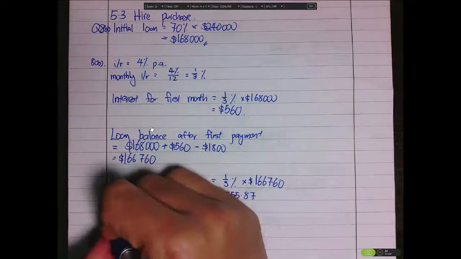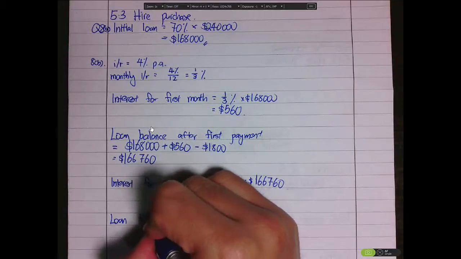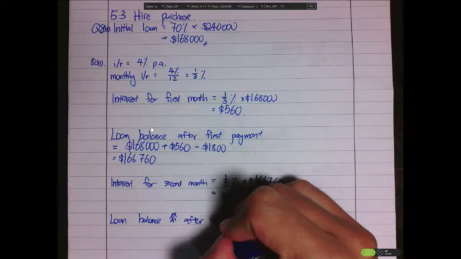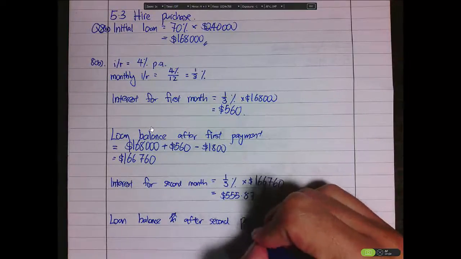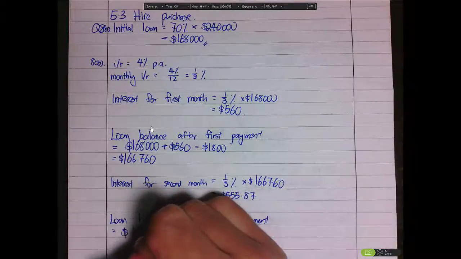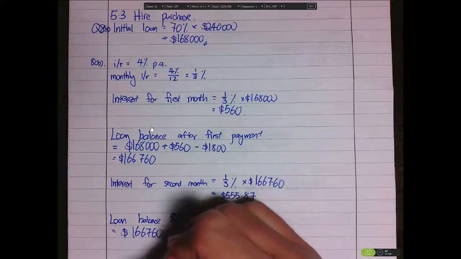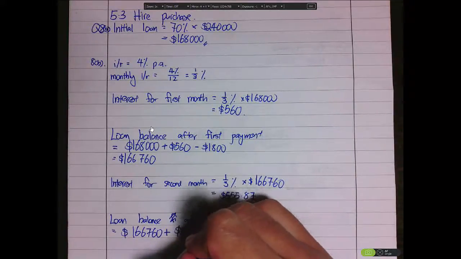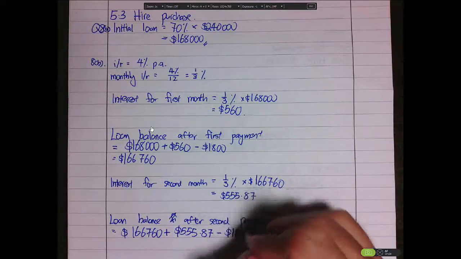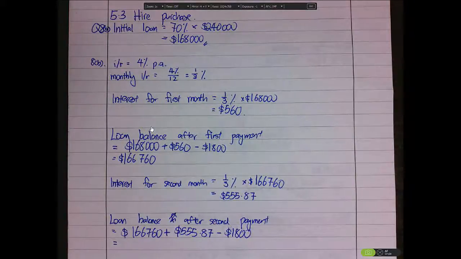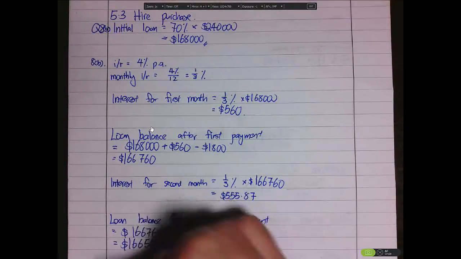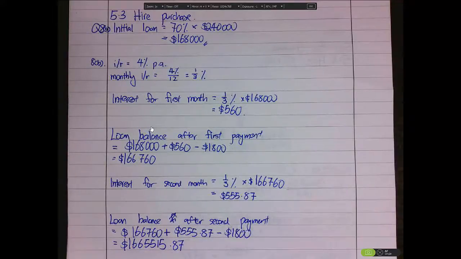So that means that the loan balance after the second payment is equal to how much he still owes: 166,760 plus the interest he has to pay back, 555.87, minus away $1,800. So after that, he still has to pay this amount, which I don't want to read.